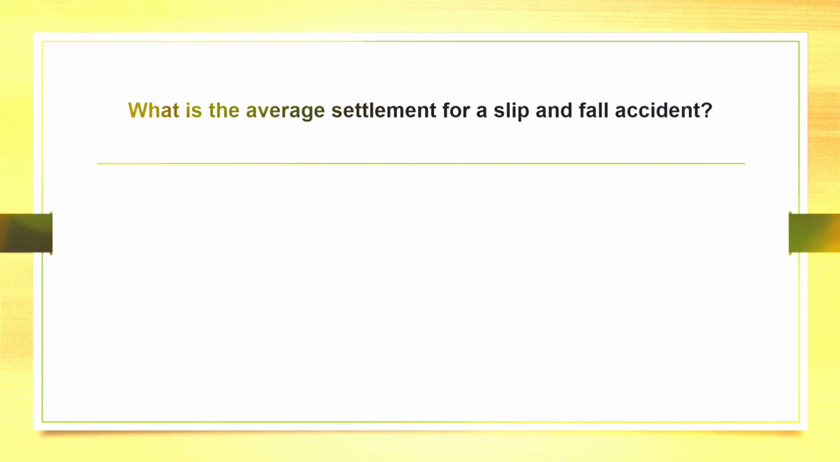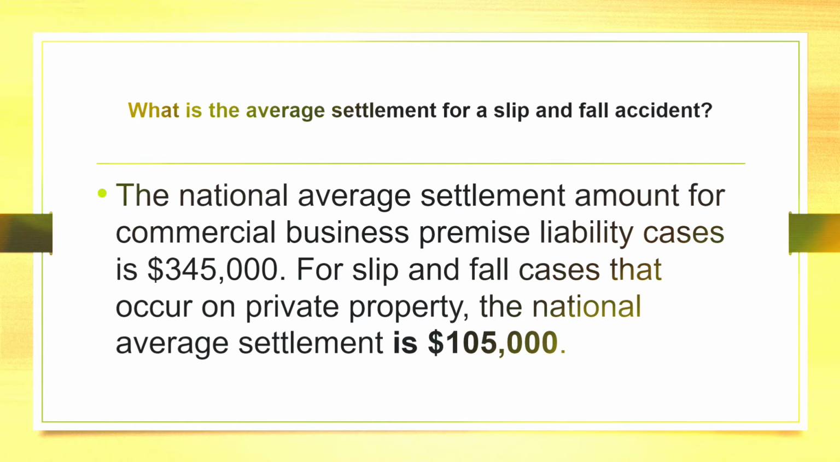What is the average settlement for a slip and fall accident? The national average settlement amount for commercial business premise liability cases is $345,000. For slip and fall cases that occur on private property, the national average settlement is $105,000.